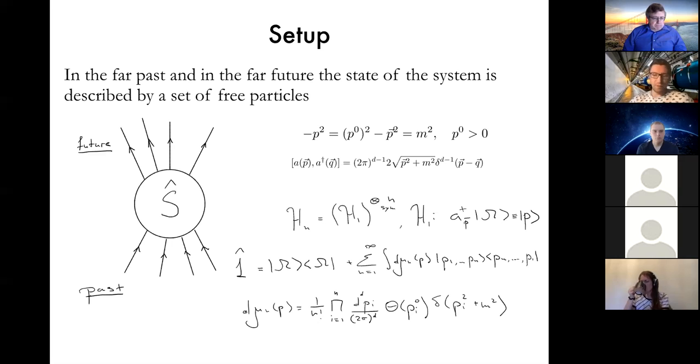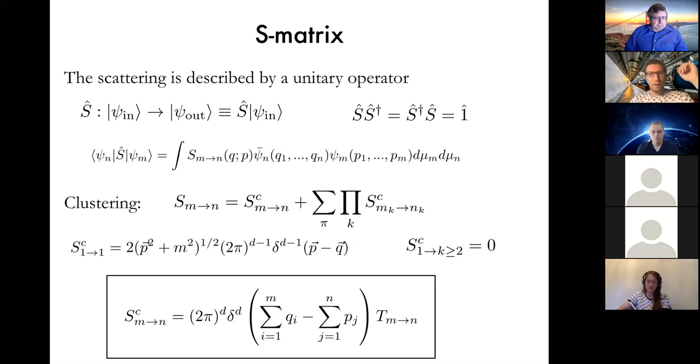Some basics. When I say we have a relativistic gapped theory, what do we mean? It means in the far past and in the far future, the state of the system is described by a set of free particles. These free particles are on shell. The Hilbert space is just a Fock space of multi-particle states. Now the S matrix: you have this Fock space of free particle states, and you have a unitary operator which acts on it.